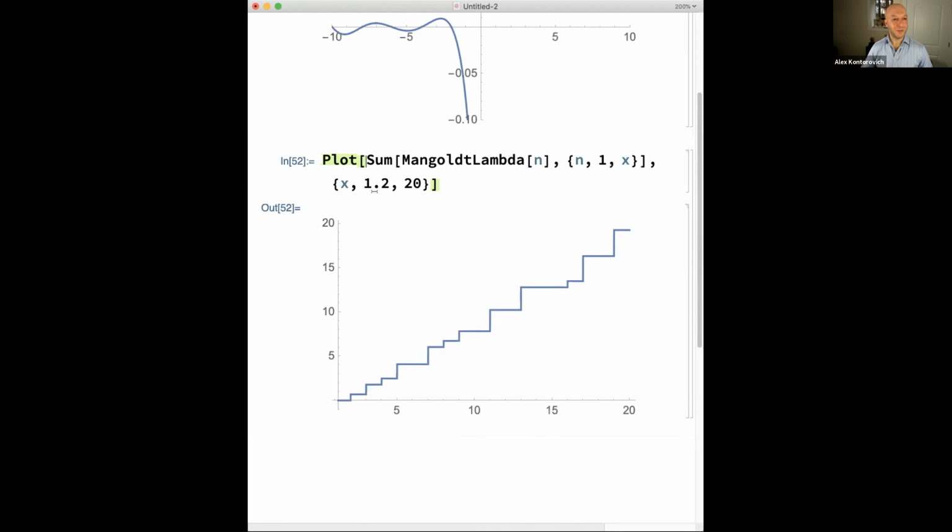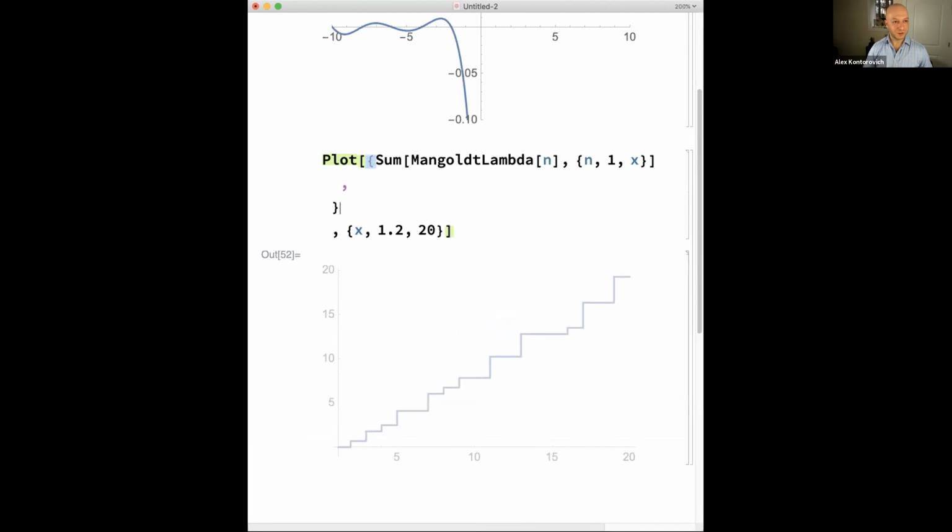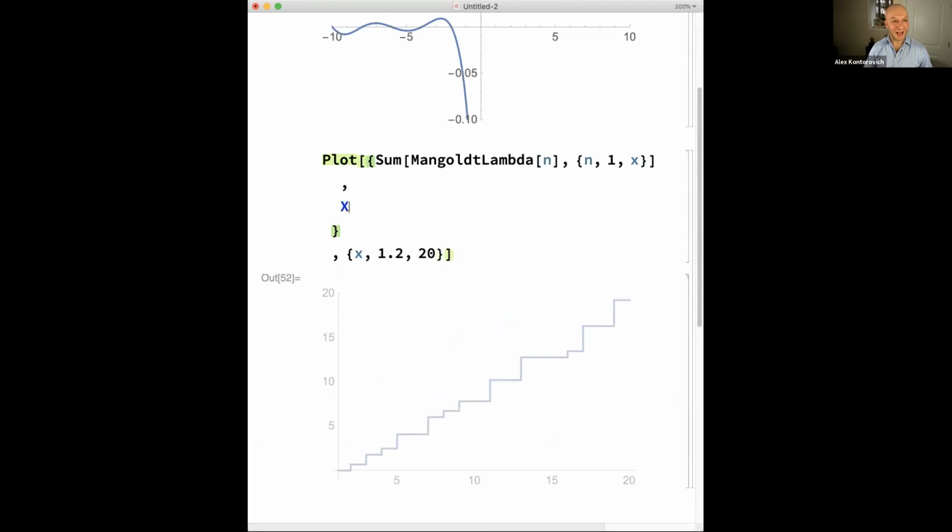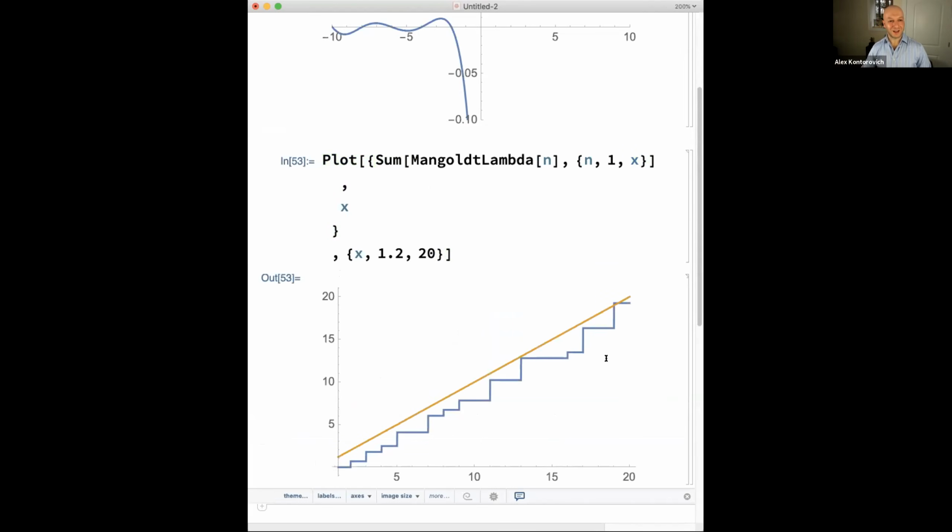And now let's compare that to, what was that first term? The first term was just x. x to the 1 over 1. It's just x. There's that line.